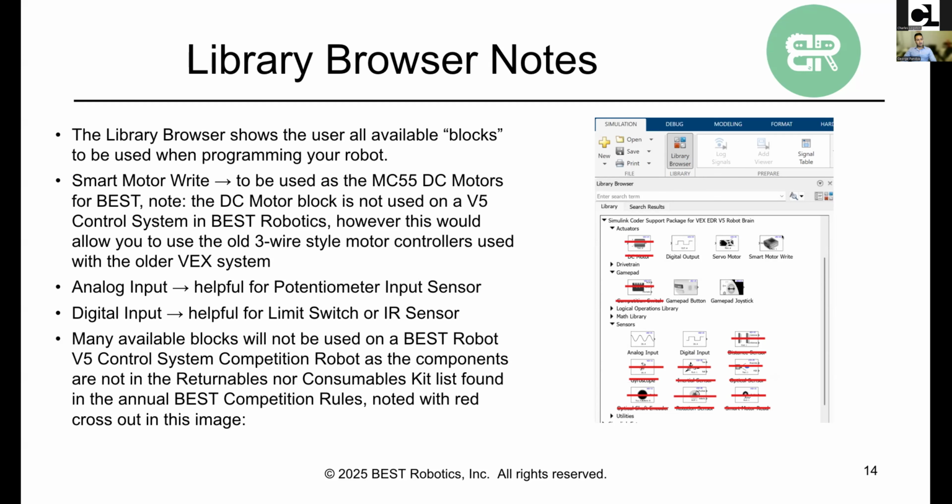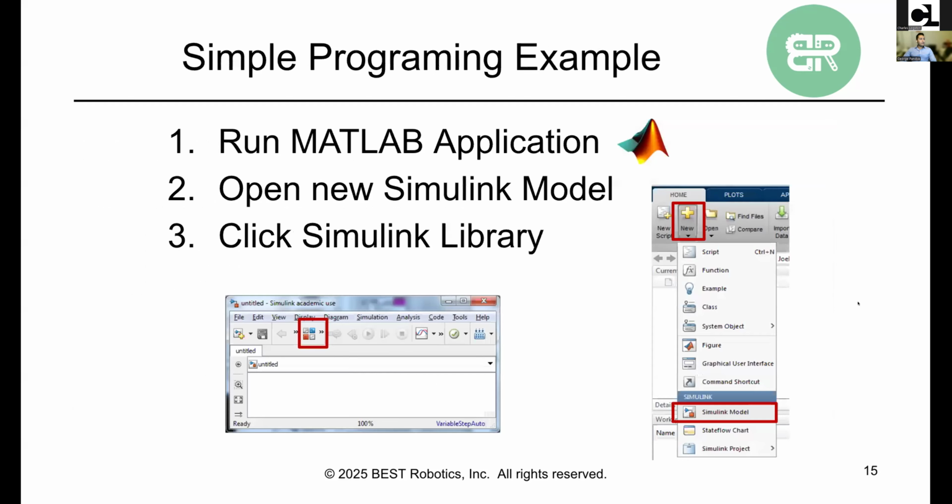You can search it, but if you're missing blocks, then you might need to look into your installation and make sure that you downloaded all the robot brain packages and everything correctly. So I'm just going to talk through a programming example of how to build these blocks.